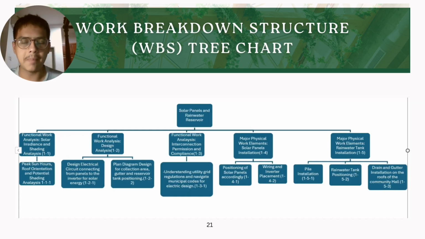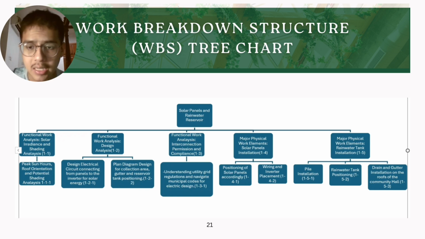Alright, so this is the WBS chart. It comprises functional and work analysis. I'll briefly mention them one by one. First is the solar gradients analysis. You want to know how much sun can be obtained, and of course you need to understand the roof orientation and how potential shading affects the solar panels.